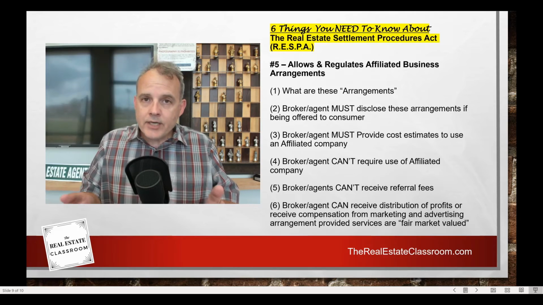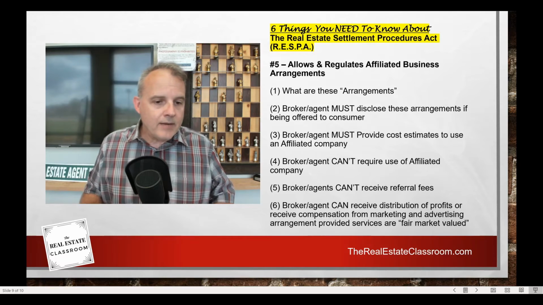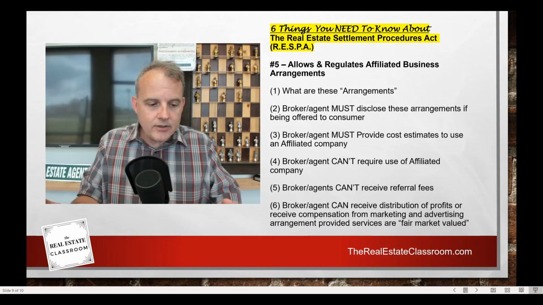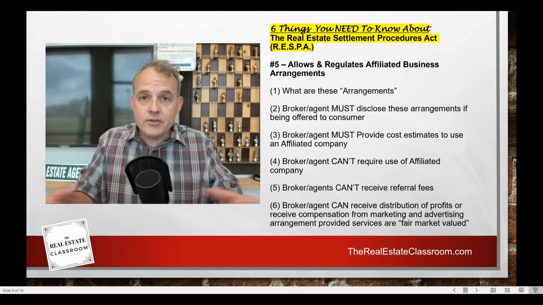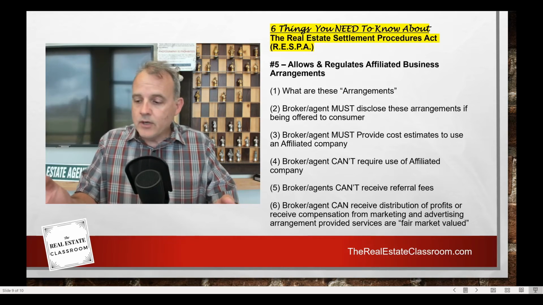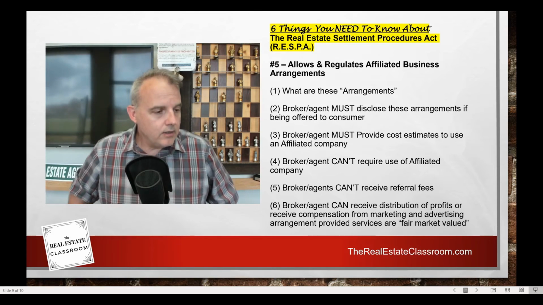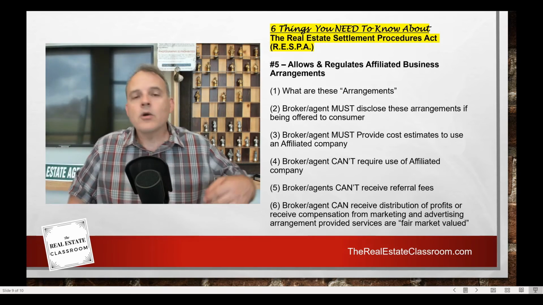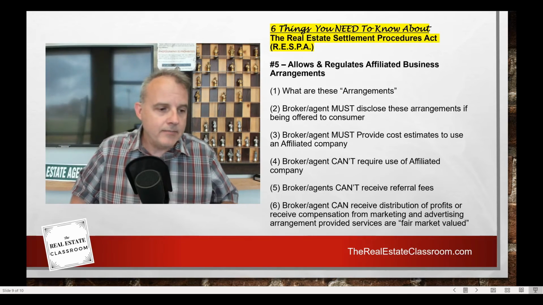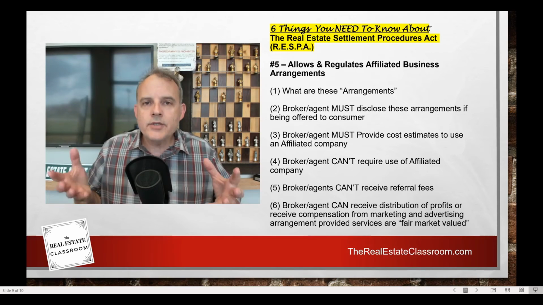Now we know under RESPA, because we talked about it, that there can't be kickbacks from referral fees. That's illegal. But what happens if a broker and a lender get together and they create a legitimate business arrangement? How does the broker get paid from that? So the broker is going to encourage their agents to refer this mortgage company to the buyers that come through the real estate company. And of course, we know the disclosures and stuff have to be made, but how does that work? Well, here's how it's regulated.